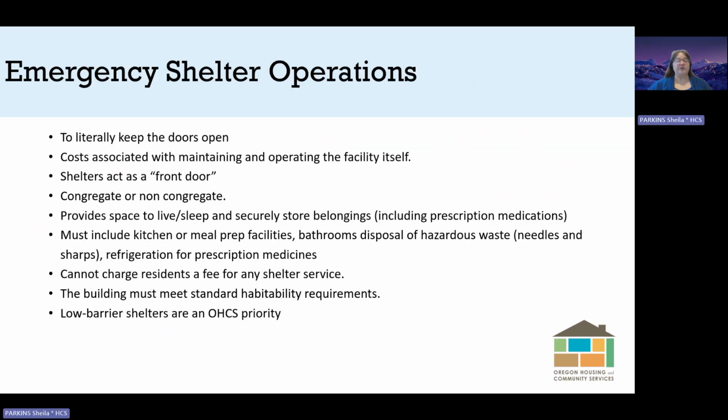So let's move on to emergency shelter and transitional housing operations. The emergency shelter and transitional housing operations is literally meant to keep the doors open in these facilities, and the allowable costs are associated with maintaining and operating the facility itself. Related client program delivery services and financial assistance designed to move clients out of these facilities are covered under rapid rehousing activities, and they are not a part of operation costs.